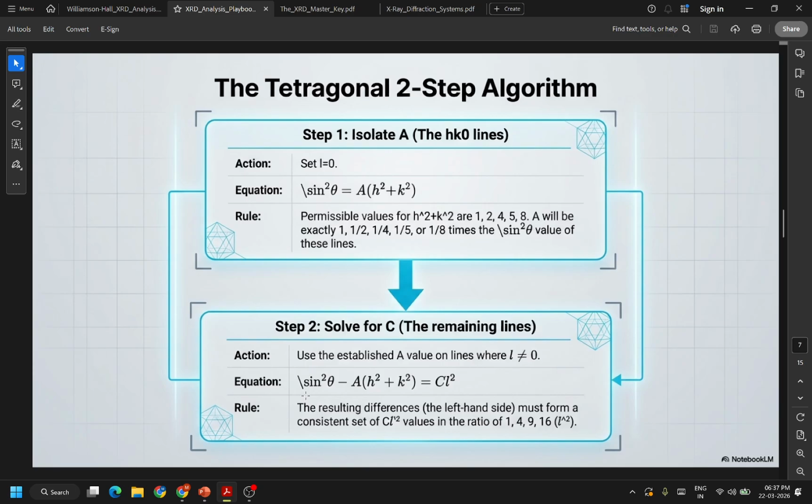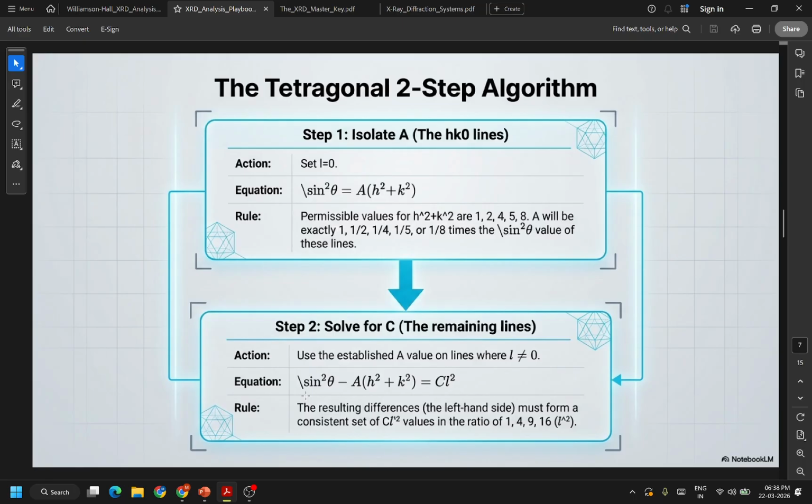Now the permissible values for h square plus k square can only be 1, 2, 4, 5, 8. So your A will be exactly 1, 1 half, 1 fourth, 1 fifth, or 1 eighth, etc., times your sine square theta value for these particular lines.